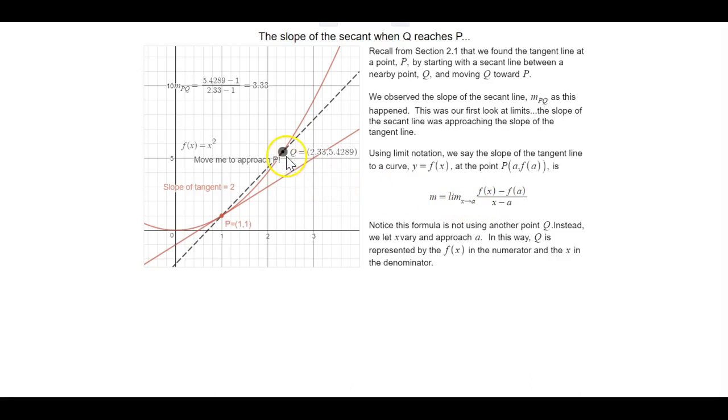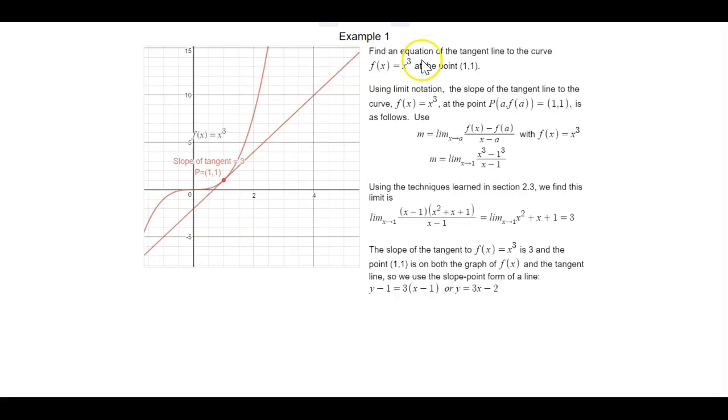So this is just telling us that instead of plugging in so many different values for q, I'm letting q be represented by x, f of x, and those values of x are getting closer and closer to the value of a I'm interested in. In this case, a is 1 when you're looking at this graph. So let's look at an example of how to use this.